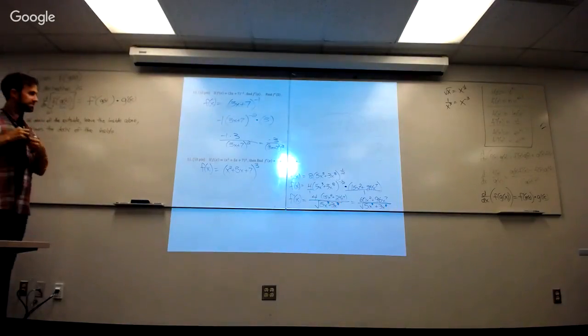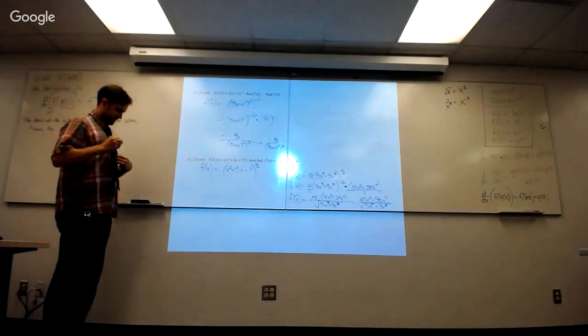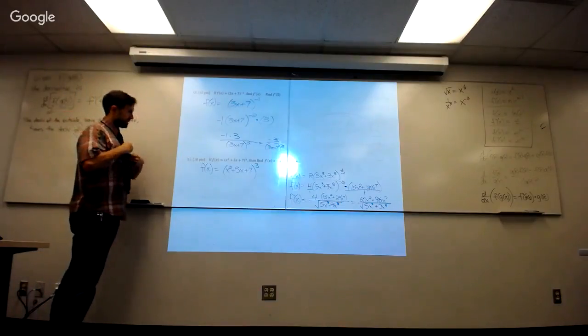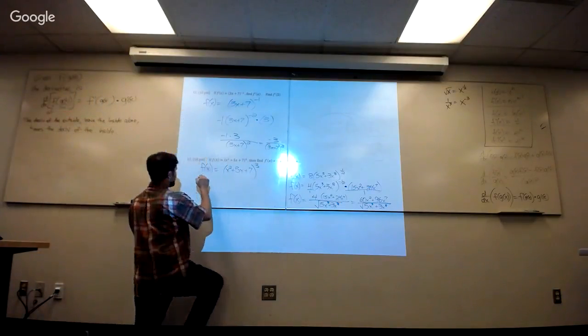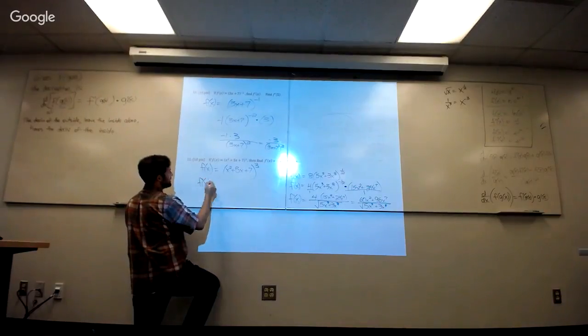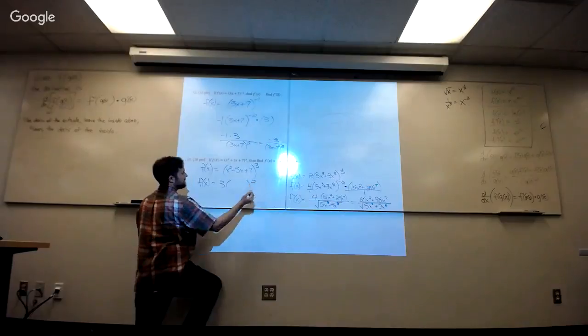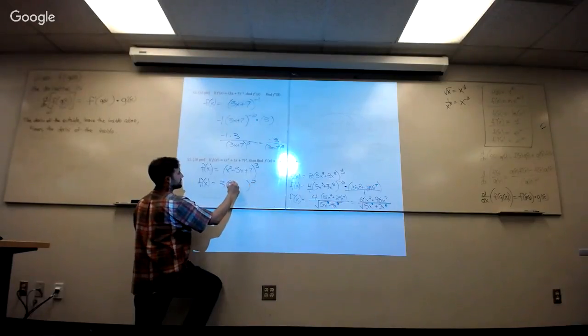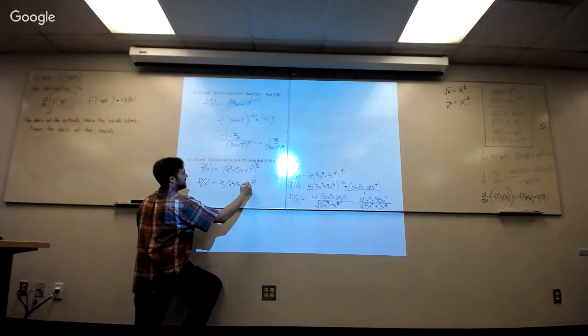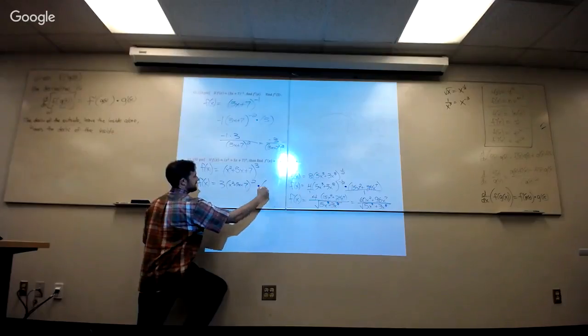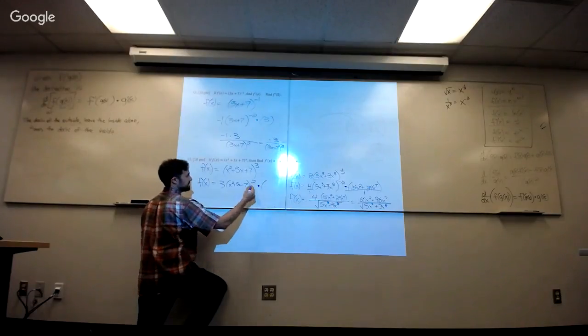All right, let's check answers on the second one. Again, we take the derivative of the outside. The derivative of something cubed would just be 3 times something squared, leaving the inside alone, x squared plus 5x plus 7. And then multiply by the derivative of the inside. The derivative of x squared plus 5x plus 7 is 2x plus 5.